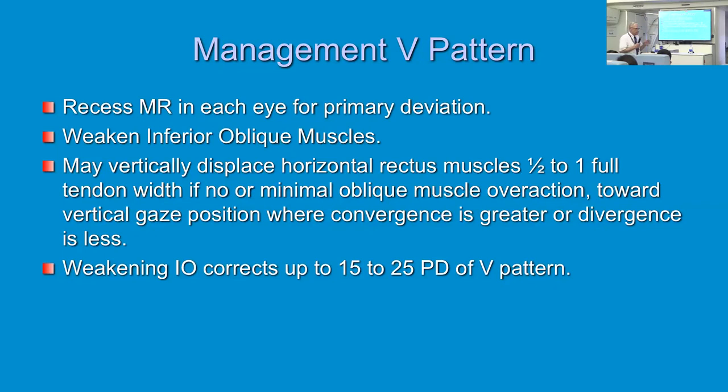Sometimes, not that often, but if there's really a big difference, like a 25 prism diopter difference between up gaze and down gaze, and the inferior oblique overaction is not really a lot, sometimes you have to weaken the inferior obliques and at the same time recess the medial rectus muscles and place them inferiorly to correct the esotropia in down gaze.